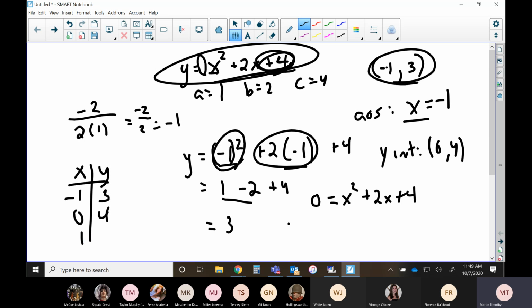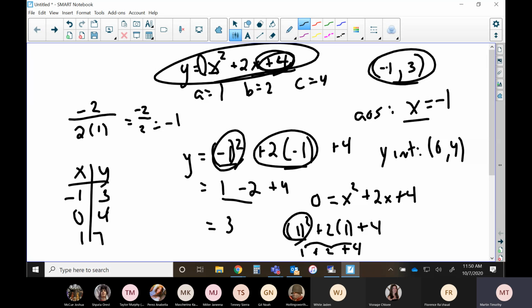So it would look like this. 1 squared plus 2 times 1 plus 4. All I did is I changed all the x's to 1s. 1 squared is 1 plus 2 plus 4. 1 plus 2 is 3 plus 4 is 7. Yes? I would then plot these points.